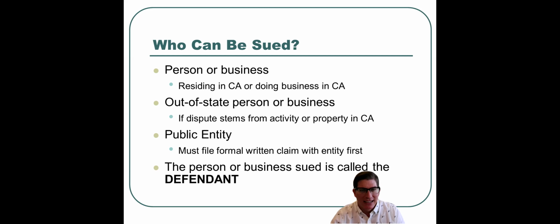One thing we would flag is that there can be challenges to serving people or businesses who are out of state. And again, there's a presentation covering service, and we will discuss that more, and you can review that presentation to give a better idea of what service entails. You can also sue public entities like cities, counties, and government agencies. You just have to jump through a few more hoops to do that. Generally, you have to file a written claim with that government agency first. The best way to figure out that process is to contact the entity to find out what the claim procedure is. And if you are being sued by the plaintiff, then you are called the defendant.